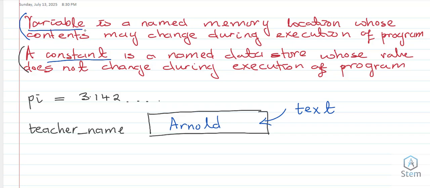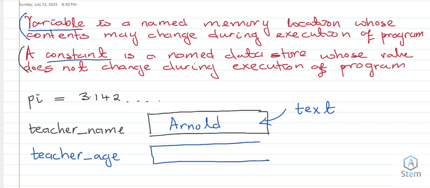Then sometimes I might want to store the teacher's age. So I will have a container here for storing the teacher's age. All right. The teacher's age is 35. Let's suppose I'm presenting my age in years, so I'll write it as 35. This is a whole number.